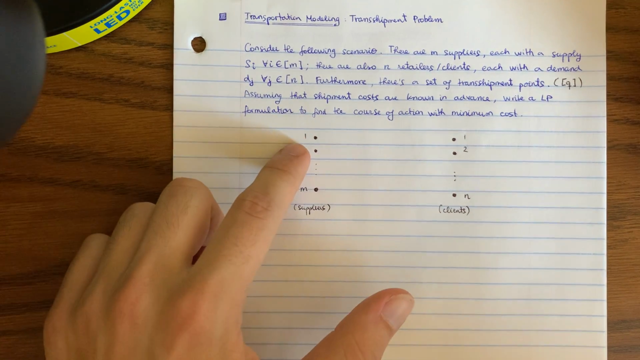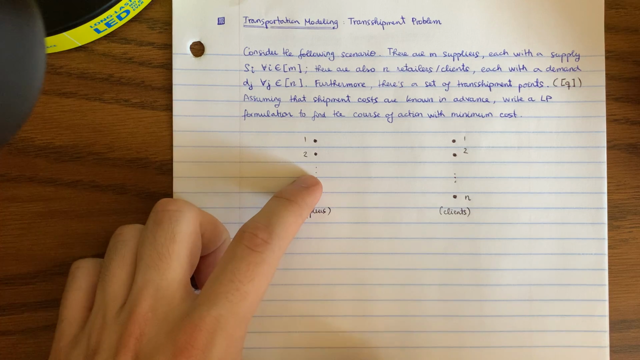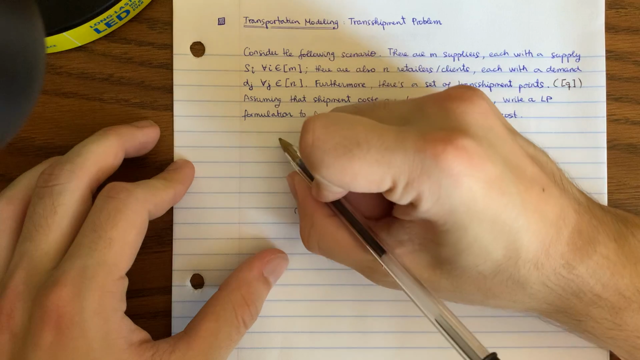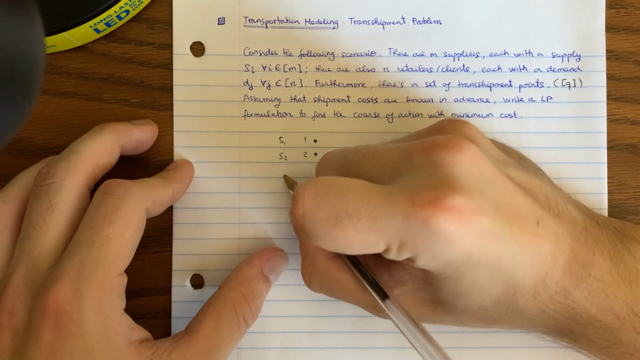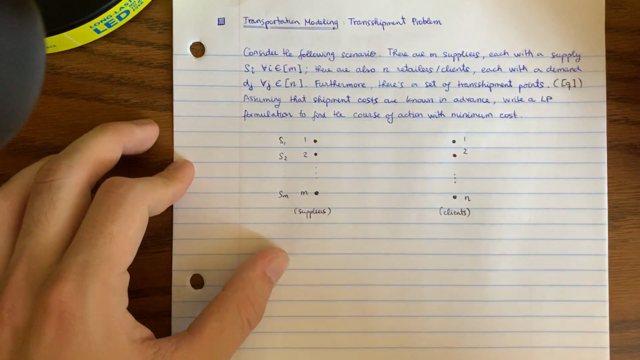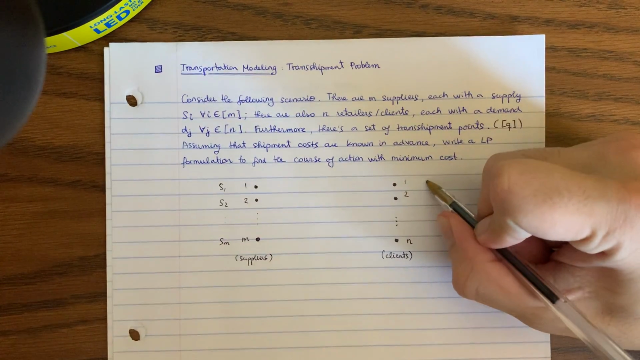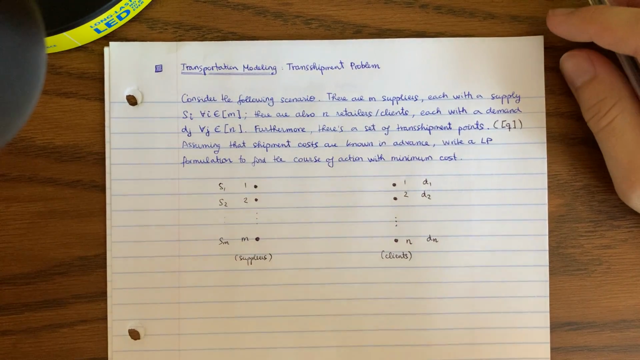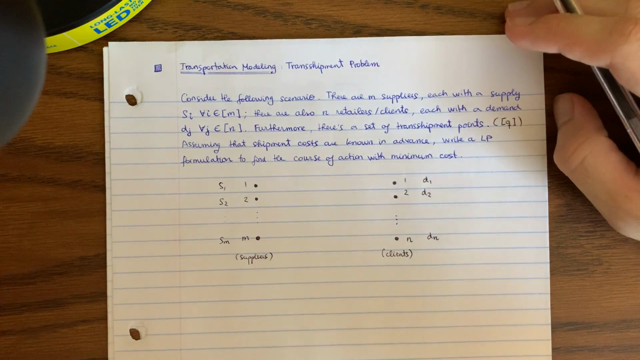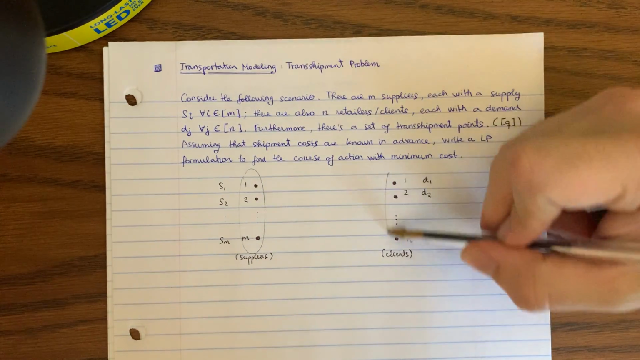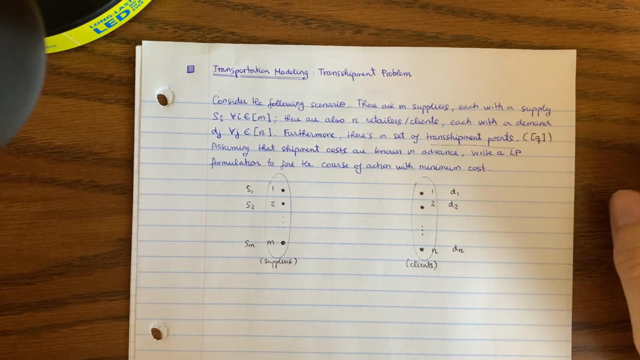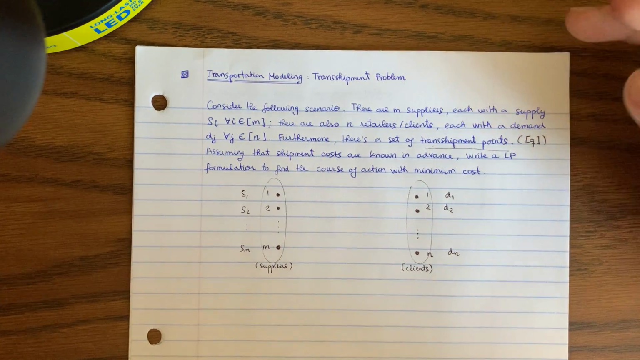We know that on this side, each of the suppliers has a total stock, a total quantity of S1, S2, and up to SM. And we also know that the demands are D1, D2, up to Dn. Okay, this is nothing new. This is all the same as in the transportation problem. And now, the special part comes when we introduce the transshipment points. These are essentially intermediate locations through which we have to go.